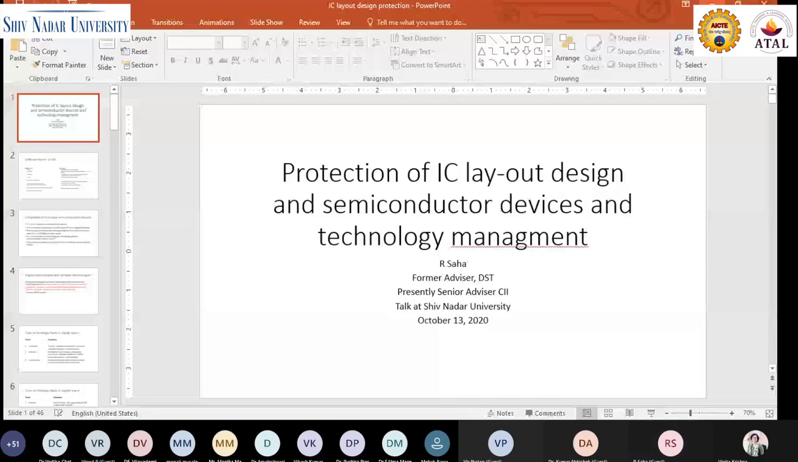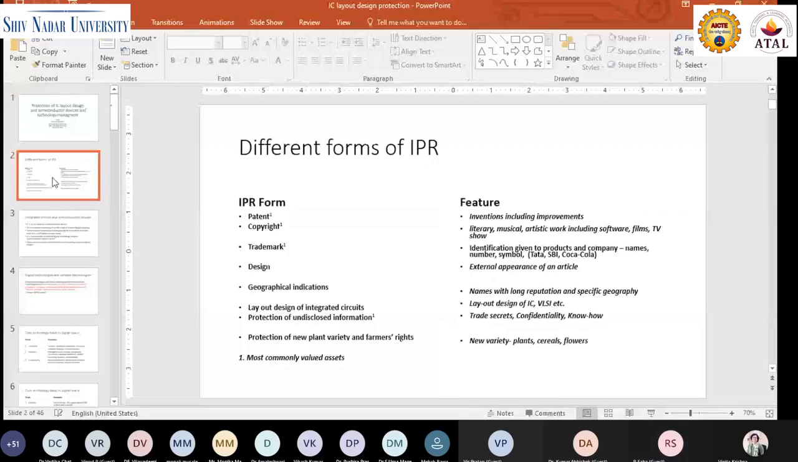So it's a great honor. Let us welcome Saha sir. I would call him Saha sir because he's called the father of IP in India. And the women scientist batch for turning out IP professionals in India was his brainchild. So he deserves a special mention for that.